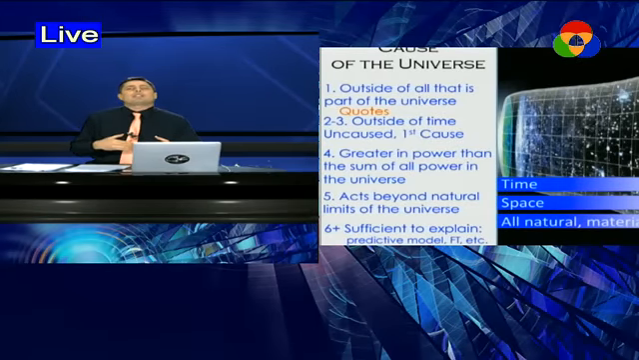Because you can't have what they call infinite regress of causes. At some point, you need an uncaused first cause not subject to time. And that's what we find as a property of the cause of the universe.